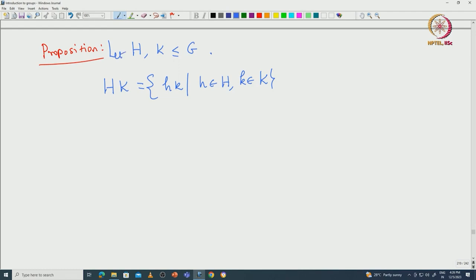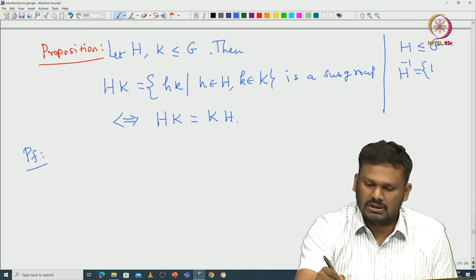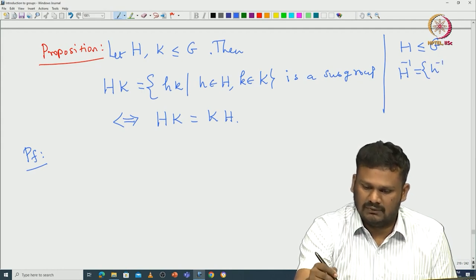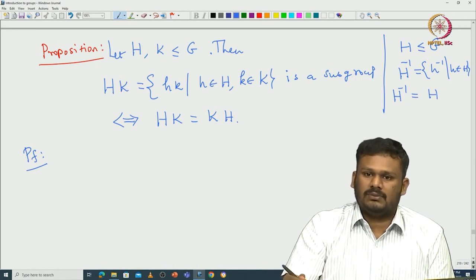So you start with this. Then this is a subgroup if and only if HK is the same as KH. This is a very important observation. So what is the proof? The proof is somewhat trivial. Recall that if H is a subgroup of G, then one can define H inverse, which is the set of inverses h inverse of all elements h in capital H. For a subgroup, it is easy to see H inverse is the same as H. This is something trivial to check.